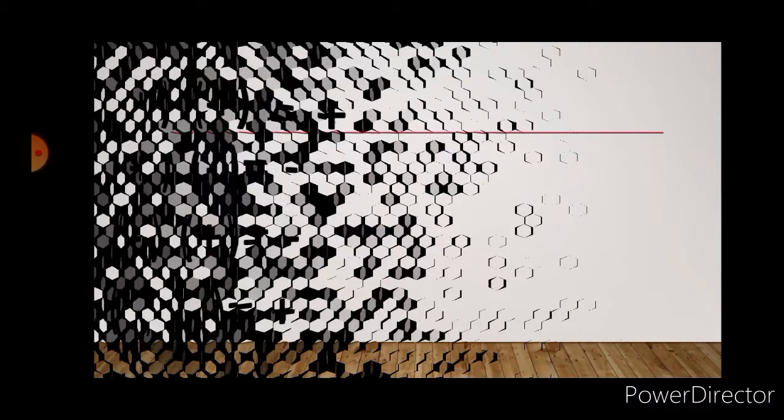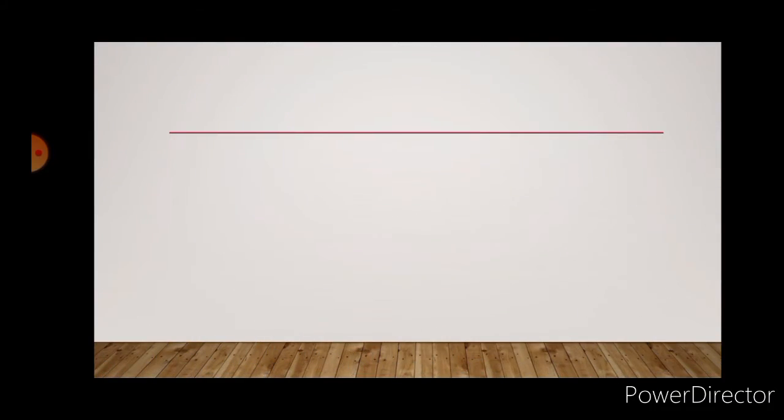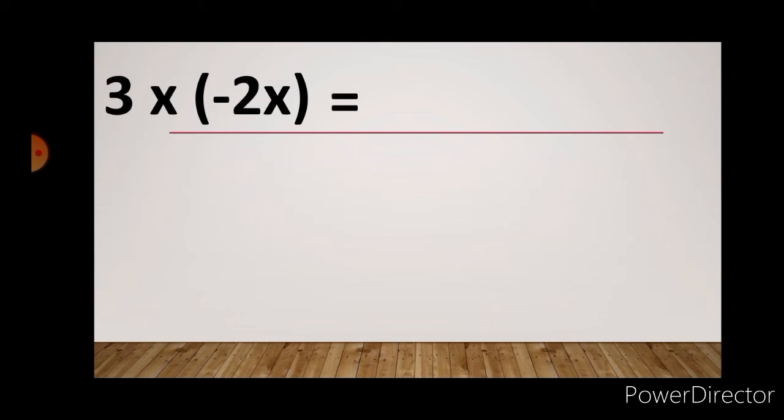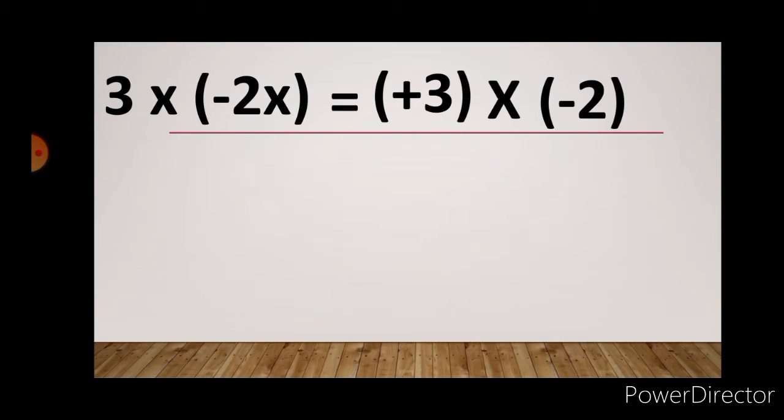Now, we have an algebraic question like this: 3 multiplied by minus 2x. How do we solve this? We say equal to. Now, if you remember vividly, I stated that when a number stands on its own, there's a positive sign in front of it. So 3 here should be plus 3. Now, multiply by minus 2, keeping its own x multiplied separately.